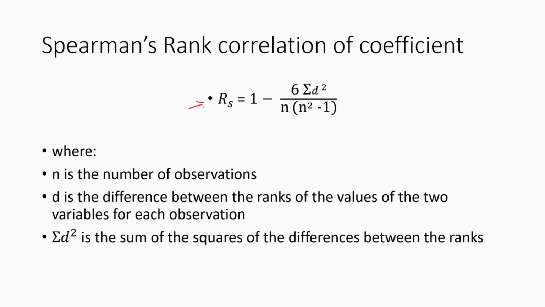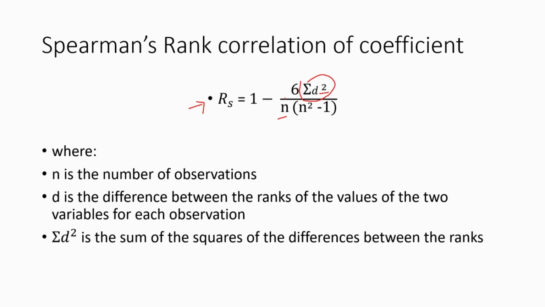This is the formula to find the Spearman's rank correlation coefficient. You don't need to remember this equation as well. This will be provided in the exam. Here n is the number of observations and d is the difference between the ranks of the values of the two variables for each observation. Sigma d squared is the sum of the squares of the differences between the ranks.